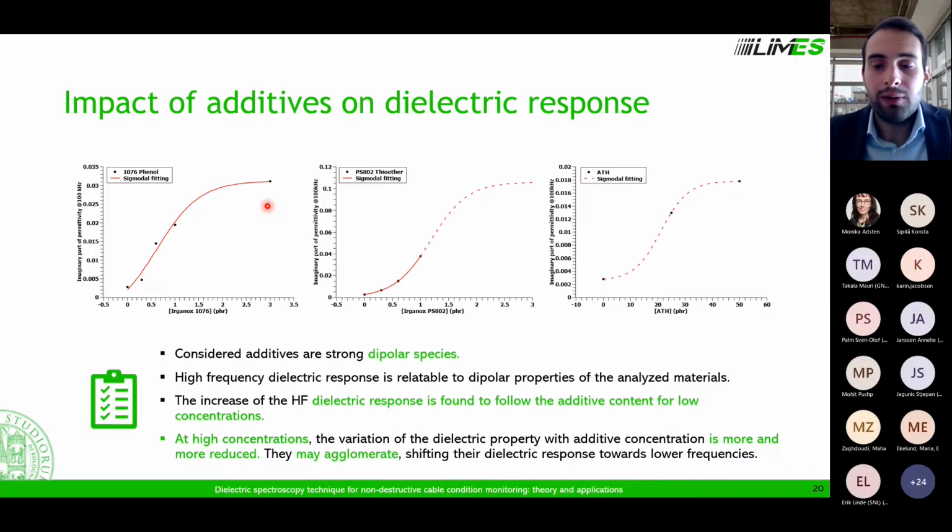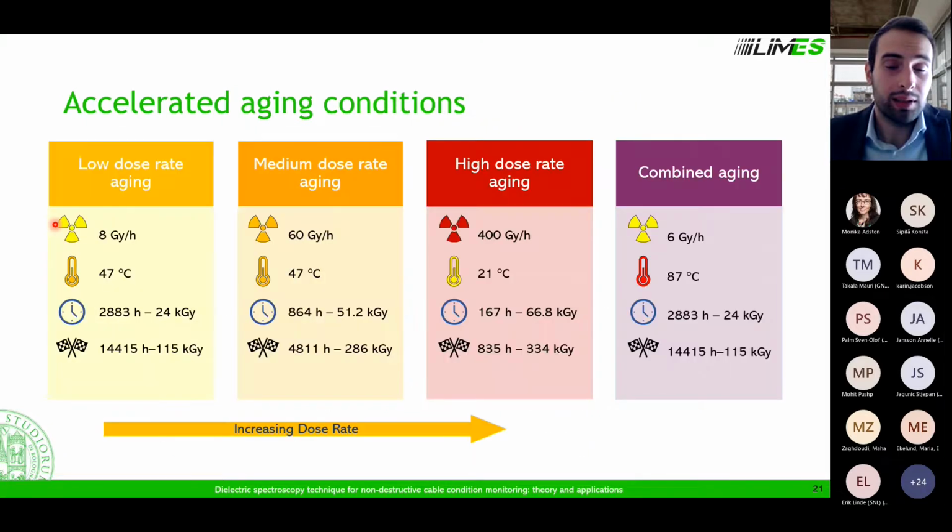we are now considering the interfaces of these species. So we are moving towards different frequency regions which are not related to the highest frequency region here reported. And it is also present, obviously, in the case of ATH due to the hydrogen bonds that can be created with high concentrations. But since we are considering this technique as a condition monitoring technique, we have also investigated the response of the dielectric spectra with aging.